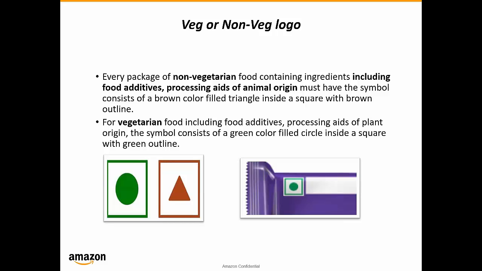So now the veg logo comes with a circle surrounded by a square, and the non-veg logo is a brown triangle surrounded by a square. So that is more or less about the veg and non-veg logo, which is very important to show as a label requirement.